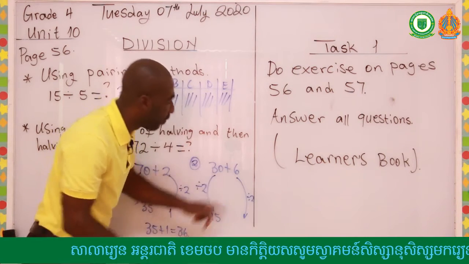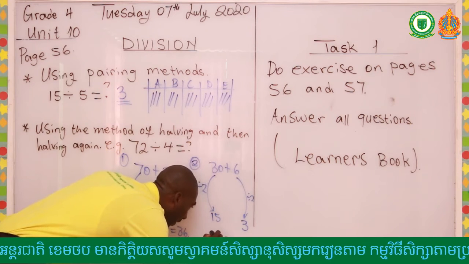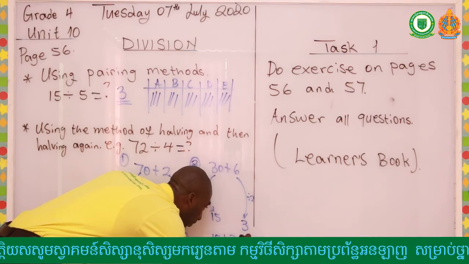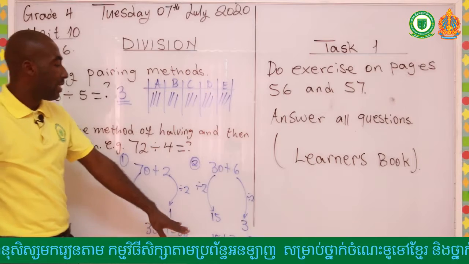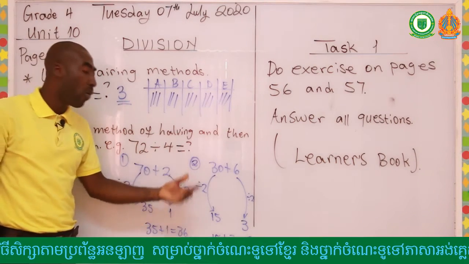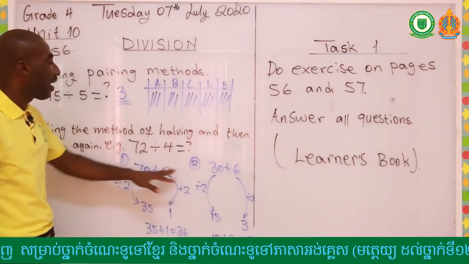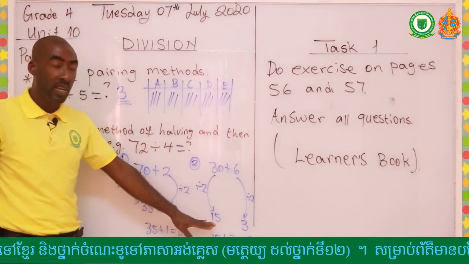We divide 6 also by 2, and that is going to give us 3. So we have 15 plus 3, which is equal to 18. So our final answer of 72 divided by 4 is going to be 18. We are using the half system to find a solution to this one.